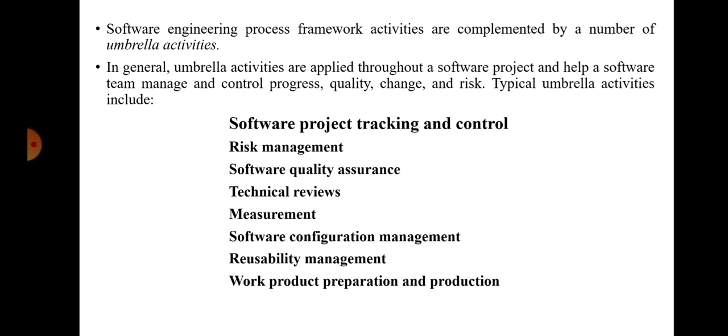So the software engineering framework activities are supported by a set of activities, which are called umbrella activities. There are 8 important umbrella activities. First one is software project tracking and control. Next one is risk management. Next one is software quality assurance, technical reviews, measurement, software configuration management, reusability management, and the last activity is work product preparation and production. These are the activities which have to be evaluated by the software developer or engineer to deliver the software product which meets the requirements of the customer.